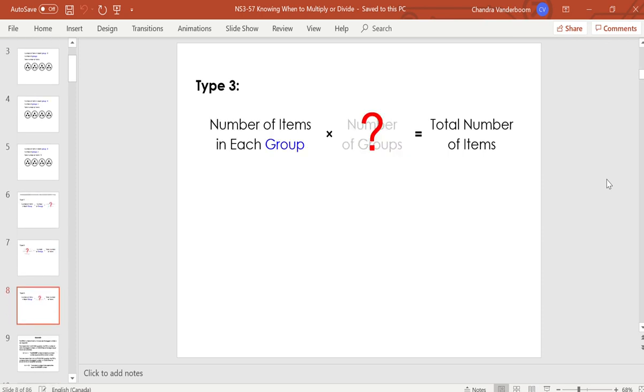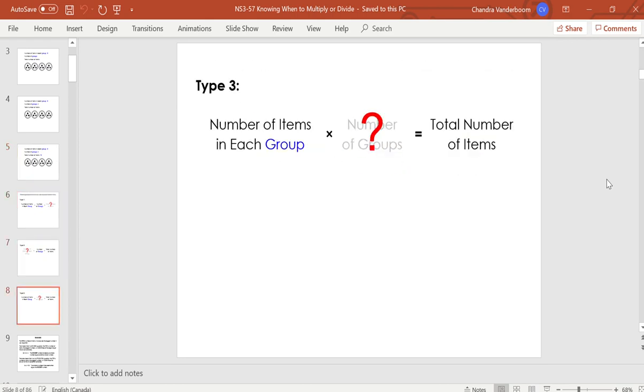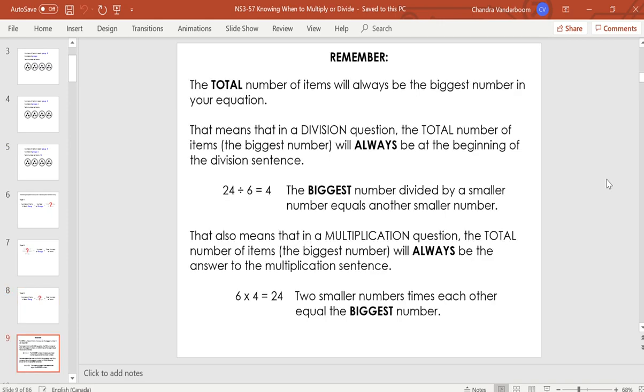Or sometimes we might know the number of items in each group. We might know how many items we have all together, but we don't know how many groups there are. So that's what we need to figure out. So those are the 3 different problems that we can have because remember we have 3 different pieces of information. Anytime our question might be missing one of those pieces of information, we need to figure out how we can solve that problem. Some hints to help you figure it out.